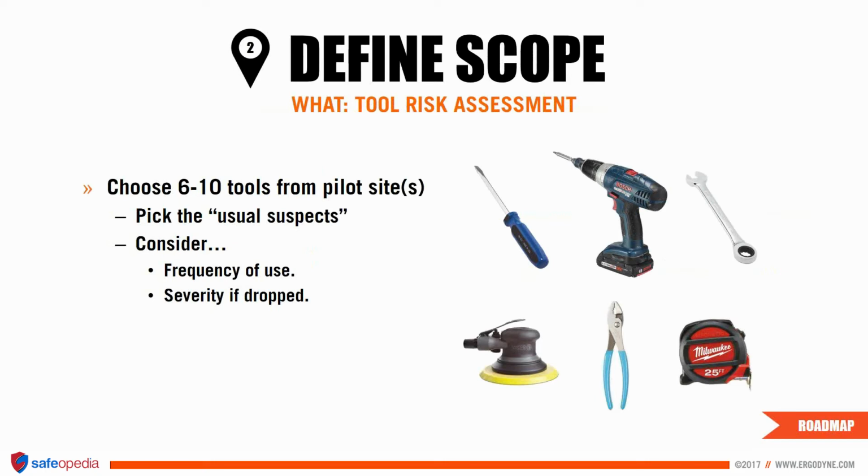Then, identifying all of those, choose a half dozen. Maybe you want to get aggressive. Maybe there are a lot of tools being used and you choose 10 or 12. But if you're using specific tools and equipment more frequently than others, identify those as the usual suspects that have a higher risk of falling. And then we're going to make those part of our pilot program as well.